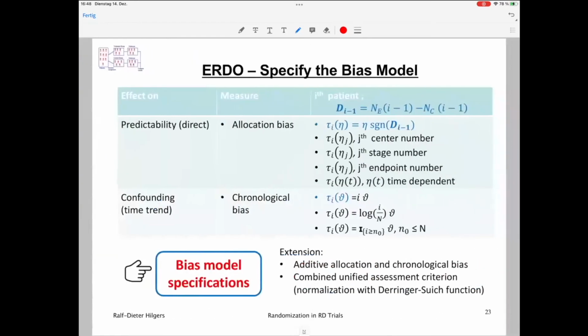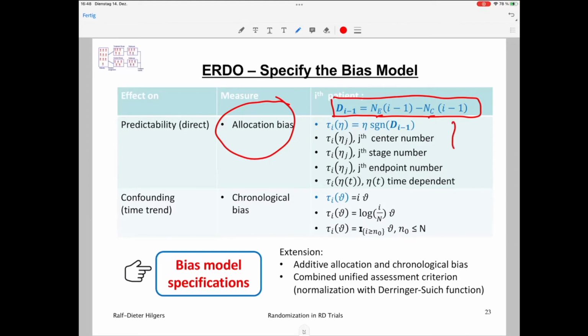So these parts, sorry for this transparency, are much more formal. But what I would like to tell you is that we have a formulation of the allocation process, which is based on the difference in the treatment allocation to treatment E or C when i patients are included, so the actual imbalance after i patients. And we have that for different trial situations. And we have a model for chronological bias. And that's the unique part.